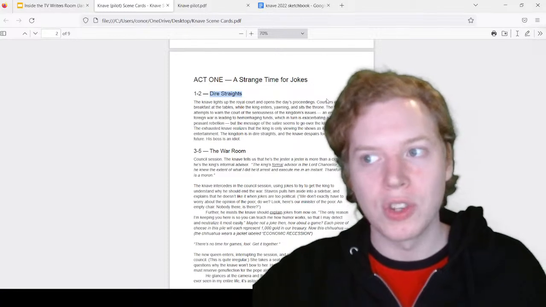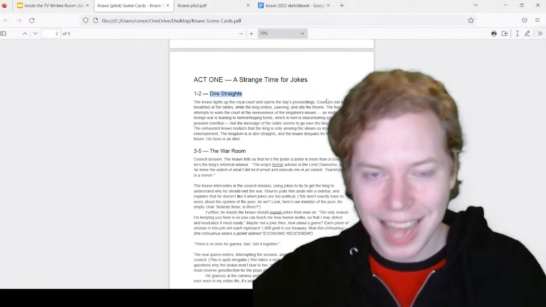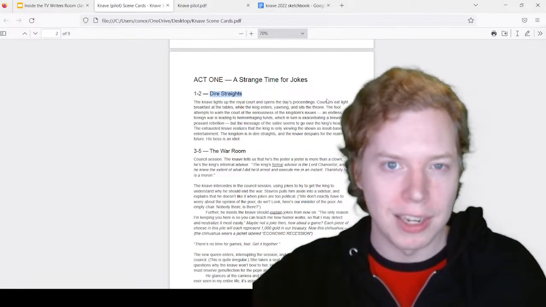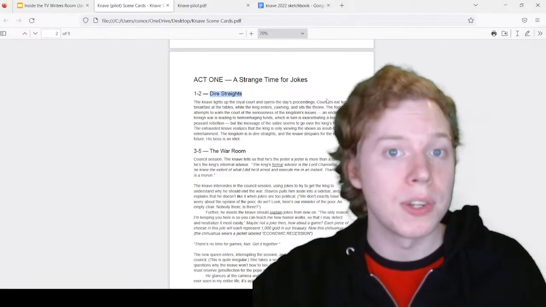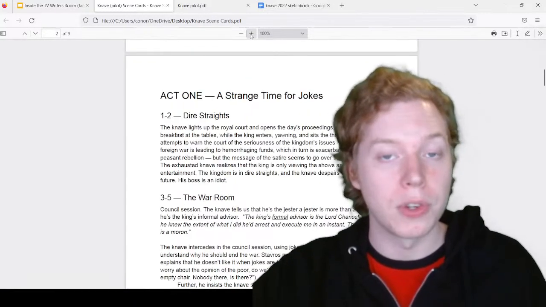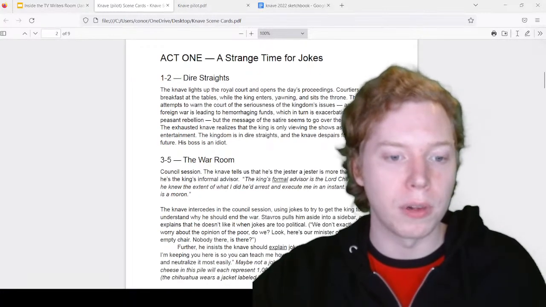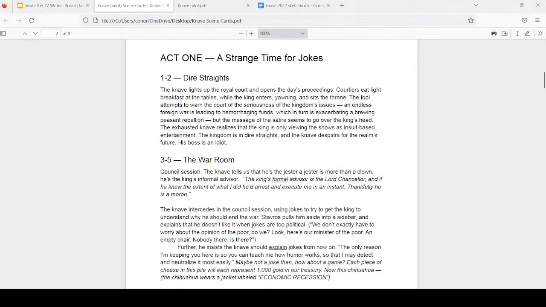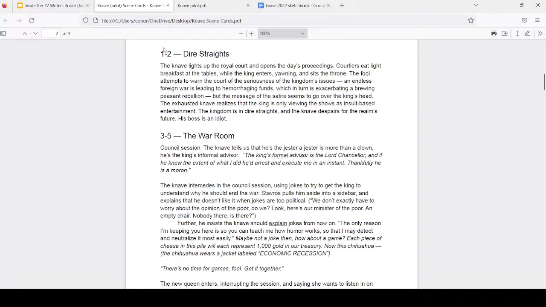And if the point of the scene changes, you might find the title no longer fits, and that's a sign to you that you might need to rethink what that scene is for. So I actually do recommend coming up with titles for each of your scenes. You don't need to be especially artful with them, but just enough that we understand what happens there and what the point is. I also have labeled the acts in this one. Act 1 is entitled A Strange Time for Jokes. So pages 1 to 2, we can see our first scene is entitled Dire Straits.